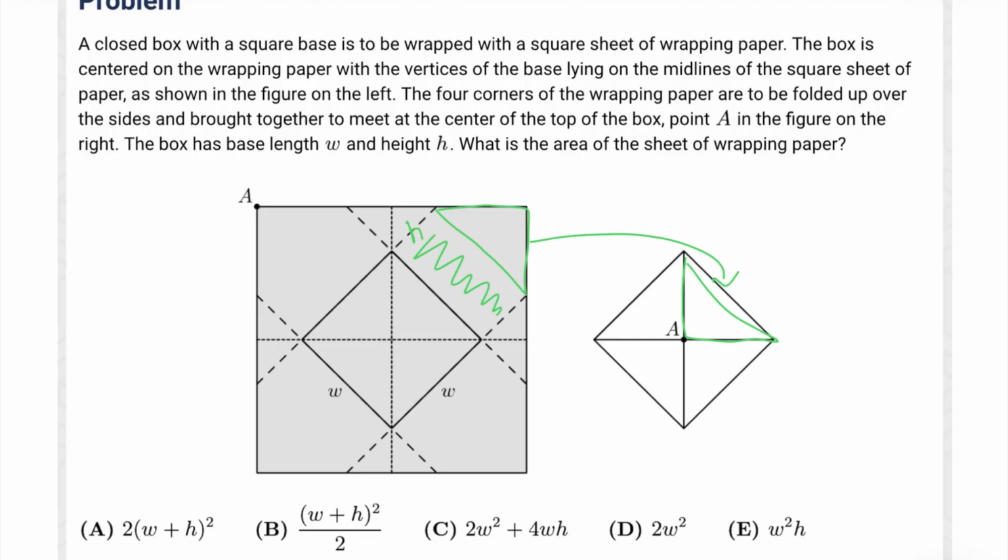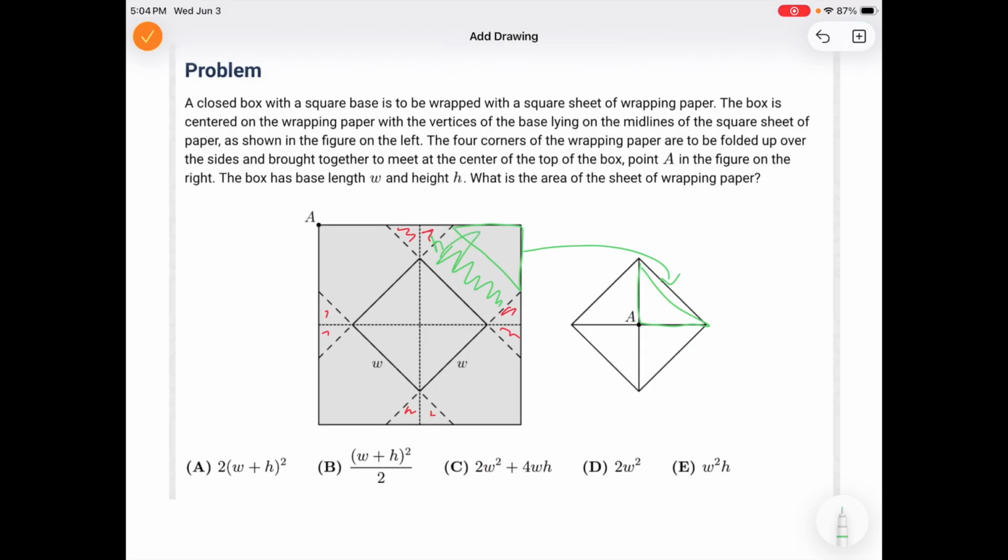So essentially, the area of the sheet of wrapping paper is just the surface area of the box plus all of these small triangles. Because the green part that I highlighted, all of this would be covered by the box. So that would just be the surface area of the box.